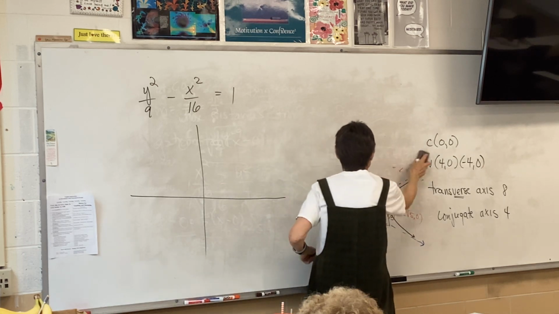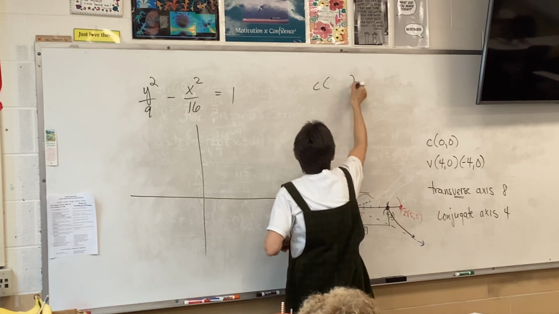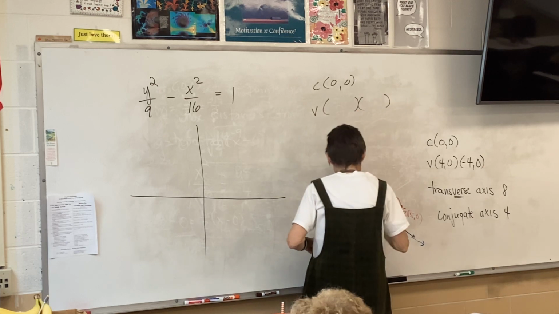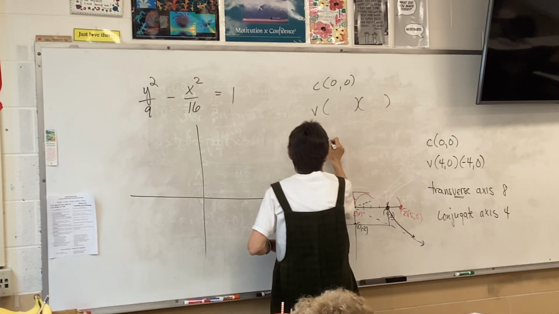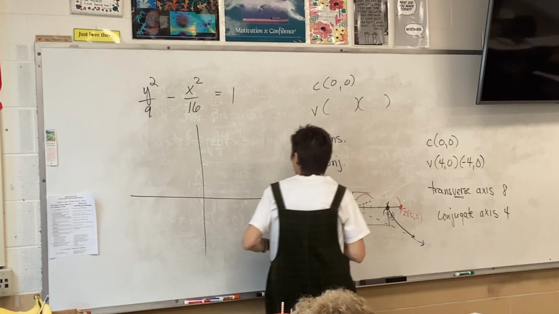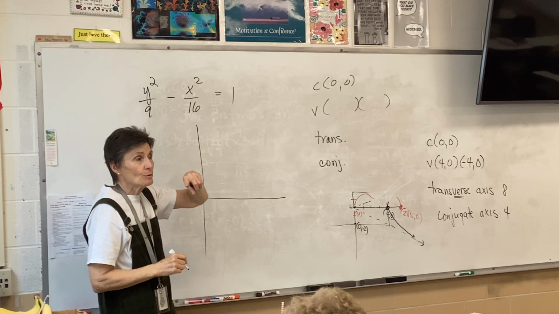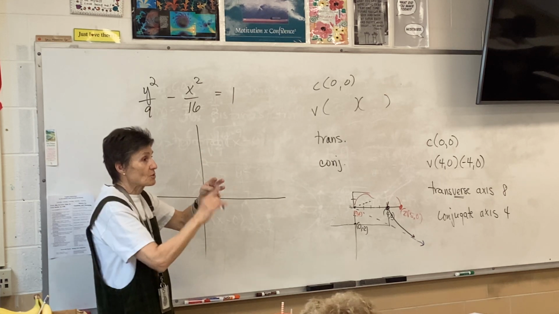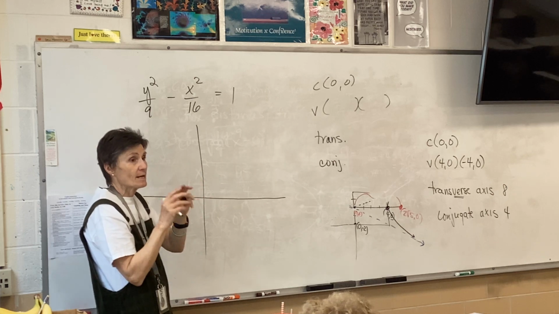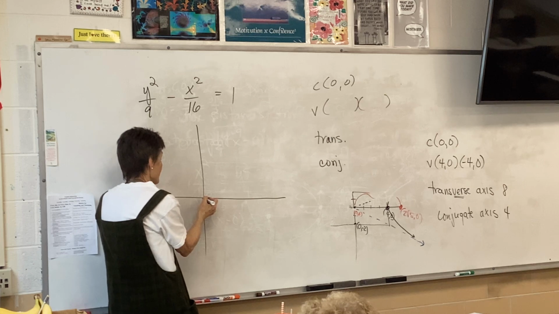What is our center? 0, 0. And how do we know that? There are not any parentheses, and that's true for every one of your shapes. Circles, parabolas, ellipse, hyperbola. If there's no parentheses, then you're starting at the origin. So we're starting at the origin.